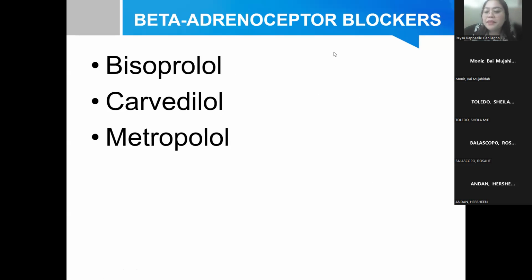Okay? So beta blockers. Earlier, the inotropic drugs we discussed were beta agonists, beta-1 agonists, dopamine or dobutamine. They are used for heart failure, especially acute heart failure. But these blockers, our antagonists, are also used for heart failure. So both agonists and antagonists can be given for heart failure.